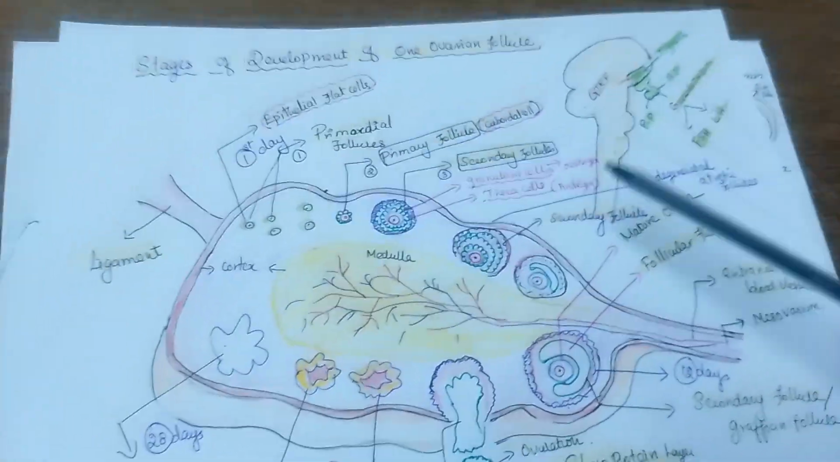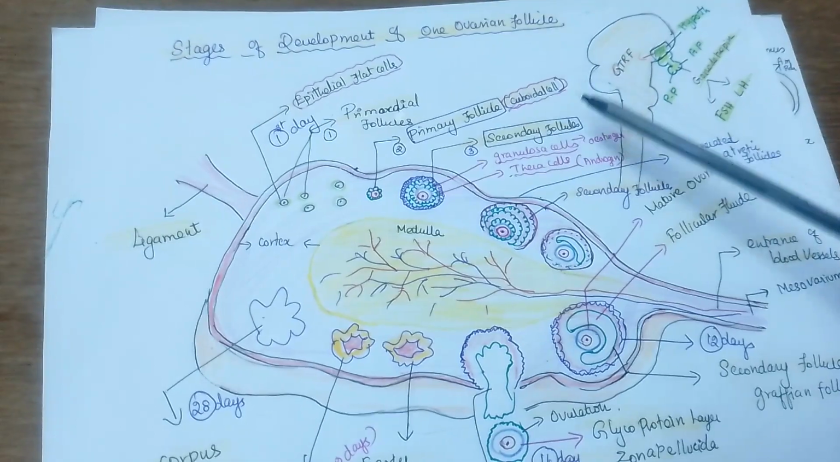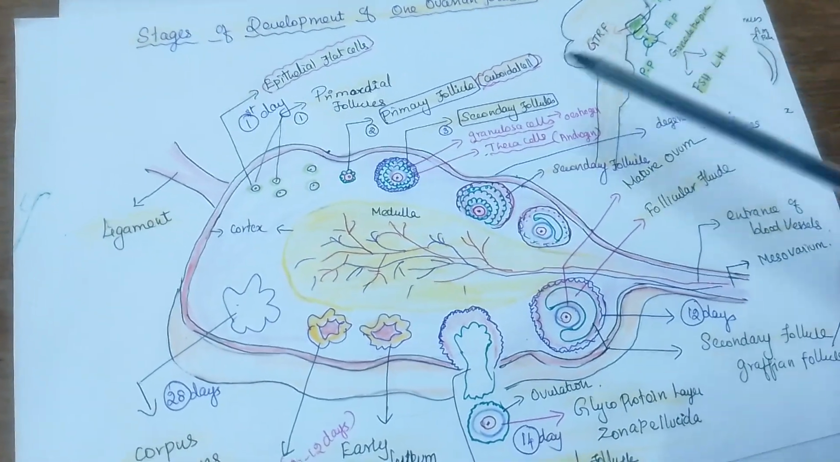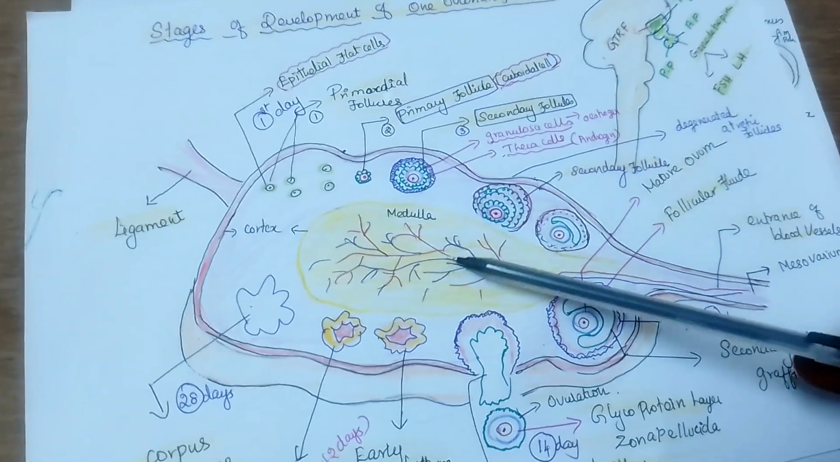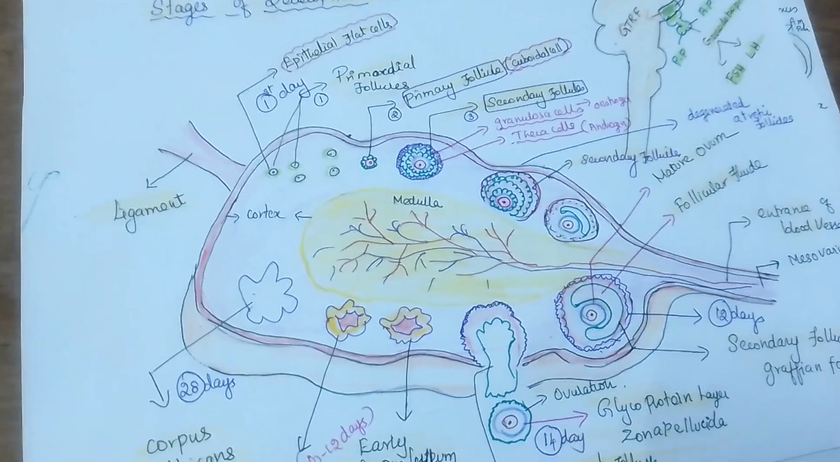So basically, if you are writing about the stages of development, ovarian development, you have to remember that the hypothalamic hormone highly influences the follicular development of the ovary.